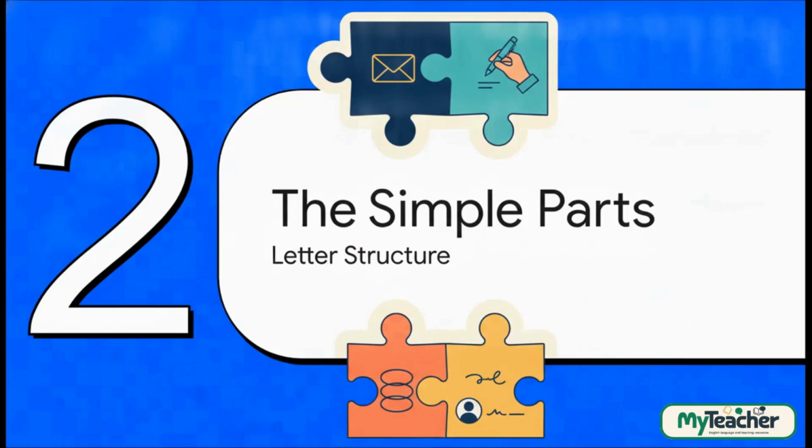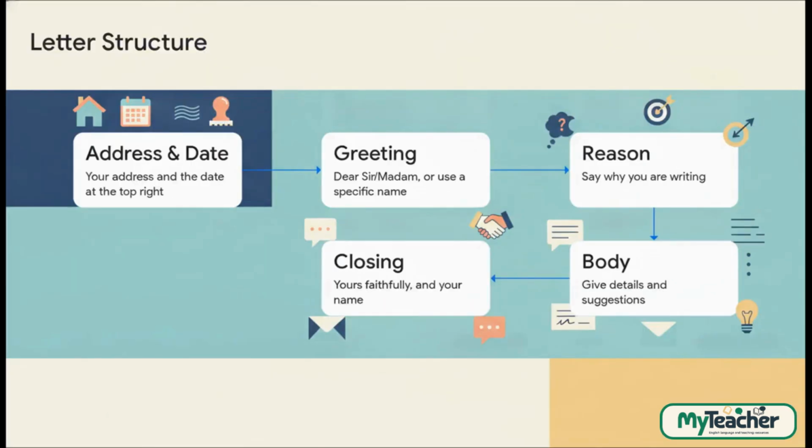Moving on to the 5 simple parts. Here's a really great secret for you. Every single formal letter is just like a simple puzzle, and it only has 5 pieces. Number 1 is the address and date. Number 2 is the greeting. Number 3 is your reason for writing. Number 4 is the body. And finally, number 5 is the closing. That's literally the whole shebang. Just 5 simple parts to remember.